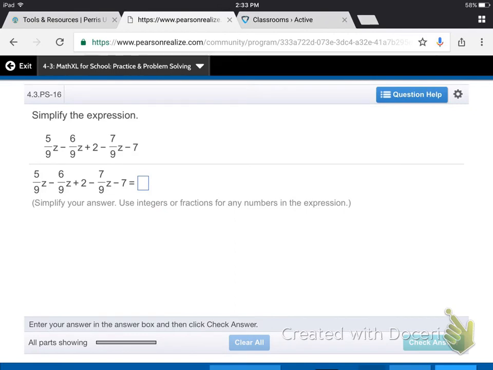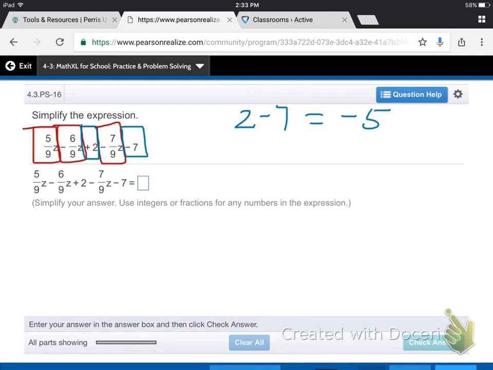Let's do another one. Let's look for all of our like terms. We got lots of z terms here. We have 5/9 z, we have negative 6/9 z, and we have negative 7/9 z. And then our other like terms are positive 2 in blue and negative 7. Okay, so here, let's do the blue ones. We have 2 positive, take away 7 negative. That's subtraction. 7 minus 2 is 5. And since the 7 is bigger, we're going to make the answer negative, negative 5.